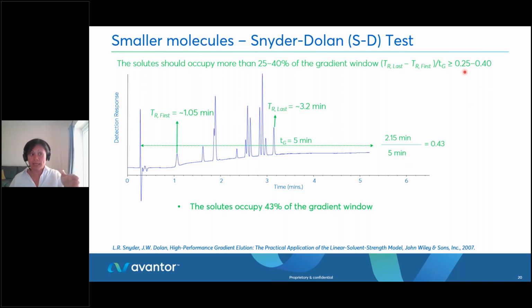And then we have to look at that 25% to 40%, or 0.25 to 0.4. This was studied and recommended by Snyder-Dolan, so definitely take a look at this reference. It goes into depth on why they chose this, and there are gray areas, but this is where I've taken that 25% to 40%, or 0.25 to 0.4 window, from.